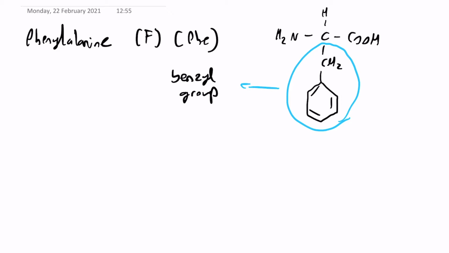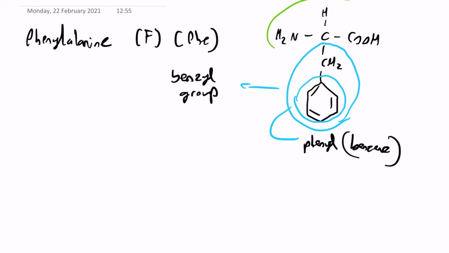If you're wondering about the name phenylalanine, if you didn't know already, this benzene ring here is a phenyl group. Phenyl means benzene ring, basically. And this section here is basically just alanine, if you remember from the first video that we did.